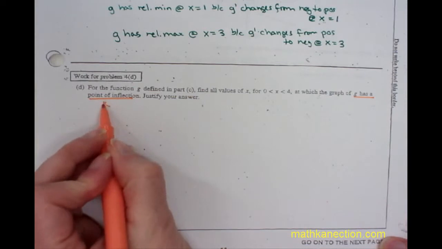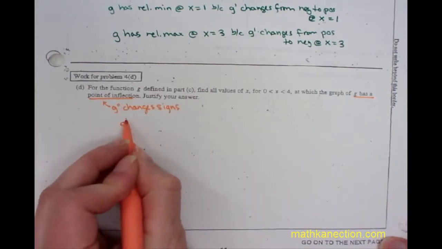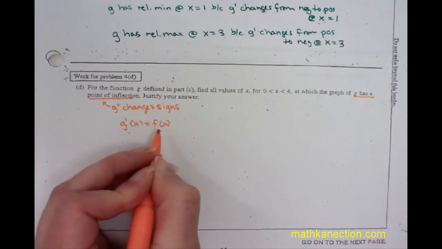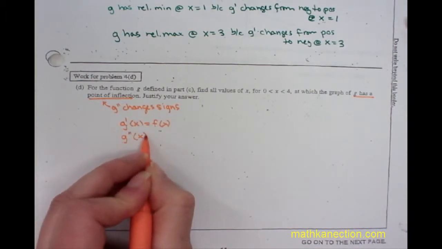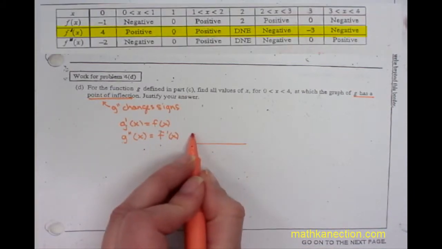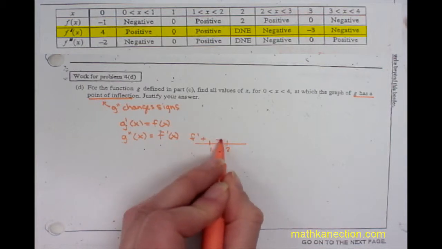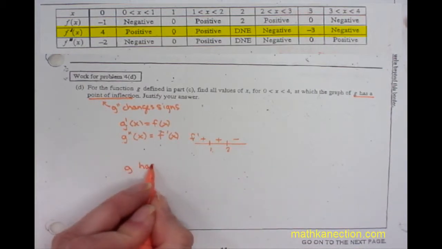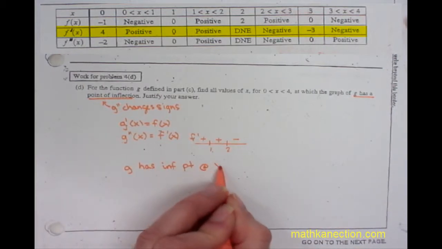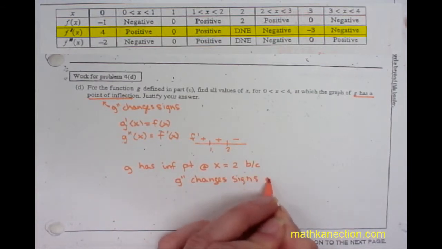Finding when g has a point of inflection, that's going to be when g double prime changes signs. And g prime is f, so then g double prime is f prime of x. So looking at the table, g double prime is when f prime is equal to 0 or doesn't exist, is at 1 and 2. And so g has an inflection point at x equals 2 because g double prime changes signs at x equals 2.